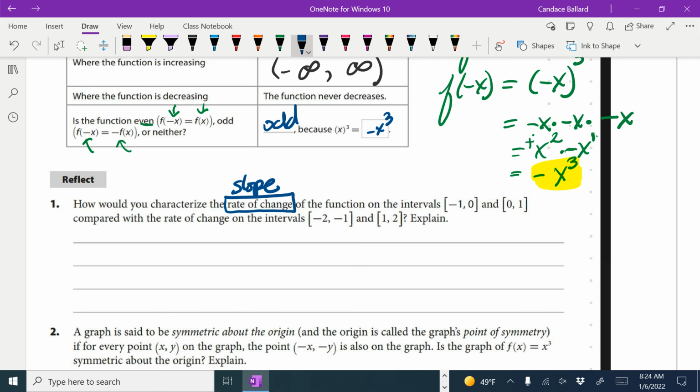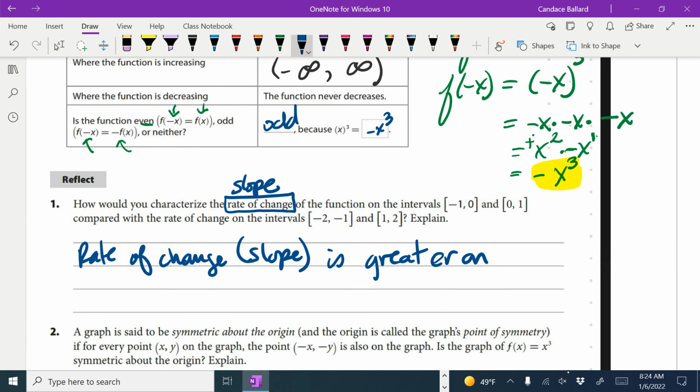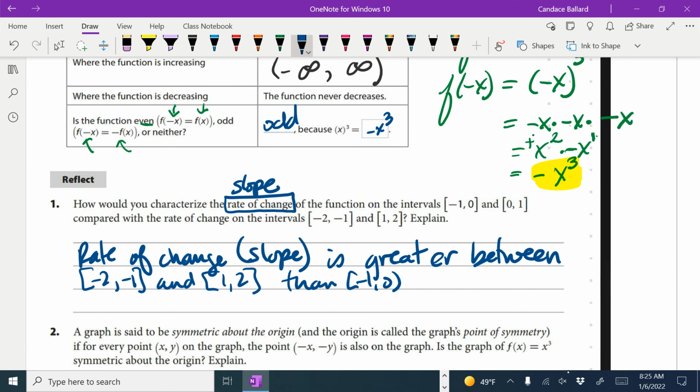So we would say something like the rate of change, and I would probably put in parentheses the slope, is greater on, or greater between -1, -2 and 1, 2 than -1, 0 and 0, 1.